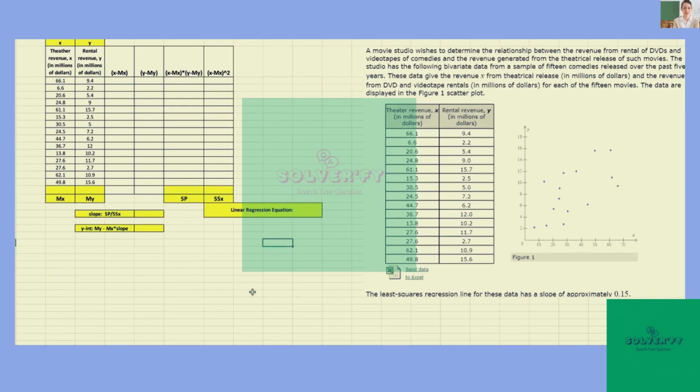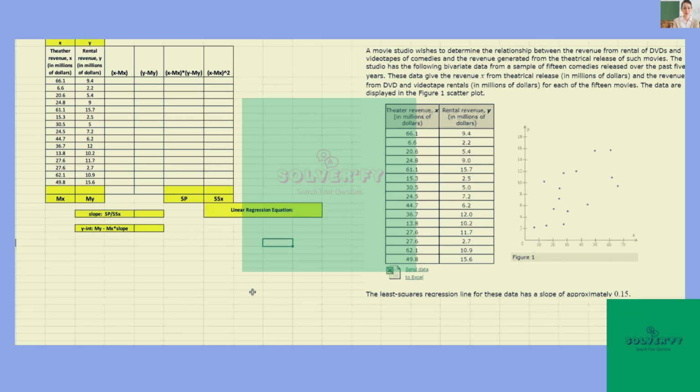It says a movie studio wishes to determine the relationship between the revenue of a rental of DVDs and videotapes of comedies and the revenue generated from theatrical release of such videos. The studio has the following bivariate data from a sample of 15 comedies released over the past 5 years. These data give the revenue X from theatrical release in millions and revenue Y of DVD videotape rentals in millions of dollars for each of the 15 videos or movies. The data are displayed in Figure 1 scatterplot.